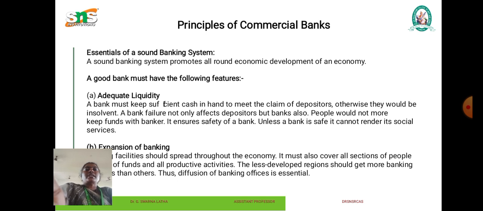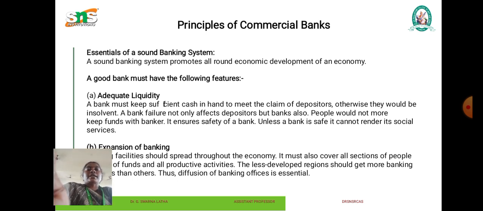Next, we can see the essentials of a sound banking system. A good bank must have the following features. Adequate liquidity. A bank must keep sufficient cash in hand to meet the claims of depositors, otherwise it would be insolvent. A bank failure not only affects depositors but the bank also. People would not keep funds with the banker. Safety. It ensures the safety of a bank. Unless a bank is safe, it cannot render its social services.